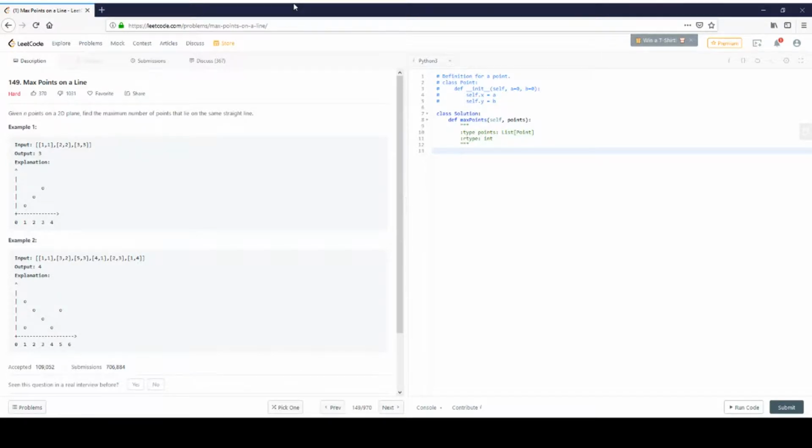Hello everyone. So today we're going to be going over max points on a line. Initially, I thought this problem was kind of easy, but we can start with the definition. Given n points on a 2D plane, find the maximum number of points that lie on the same straight line.